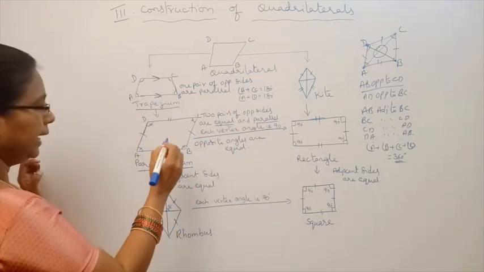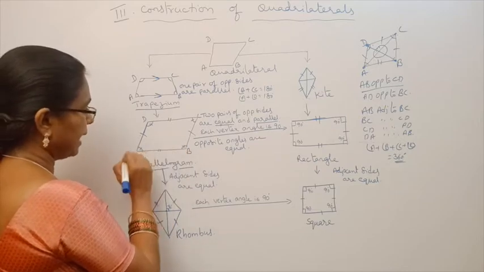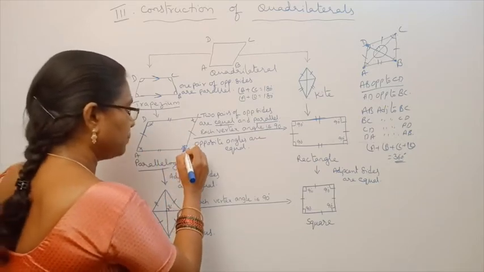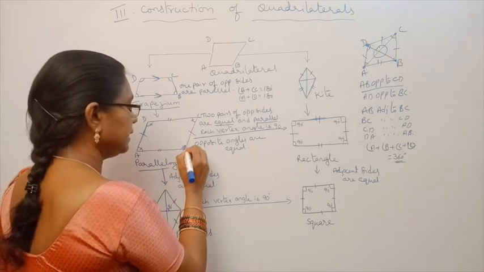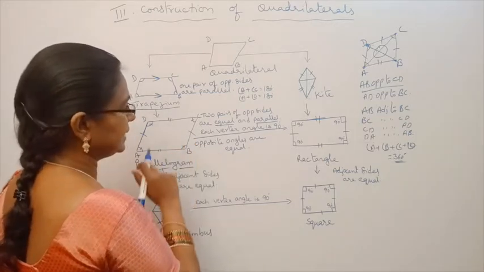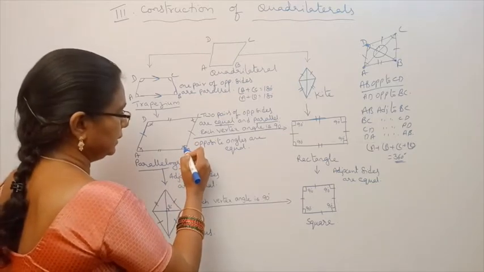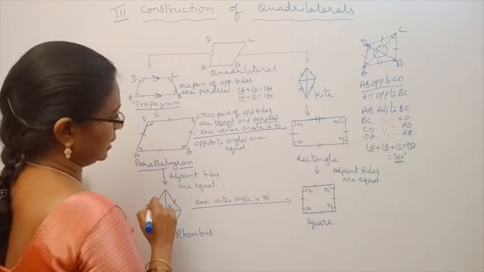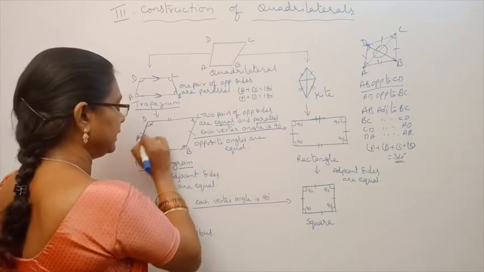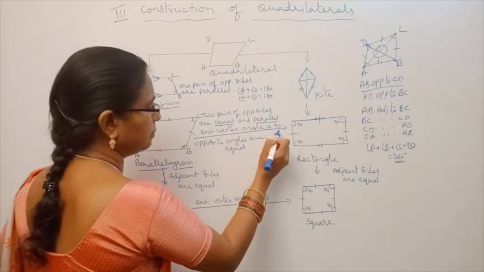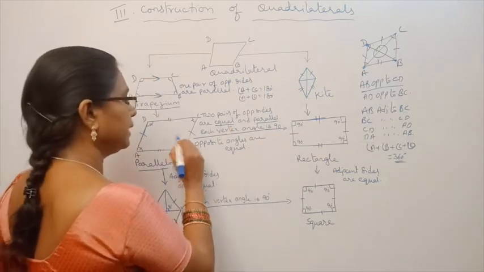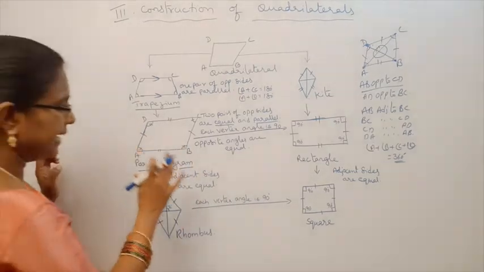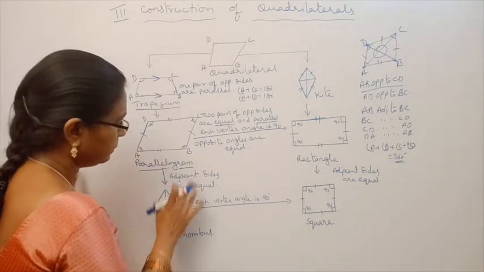How? See, in a parallelogram, opposite angles are equal. If opposite angles are equal and adjacent angles are equal, suppose A and C are equal, and suppose A and B are equal. That means every angle is equal. Each angle will become 90 degrees. Then that becomes a rectangle.